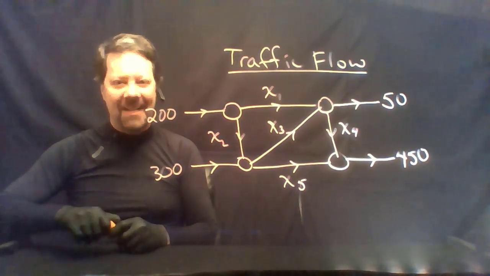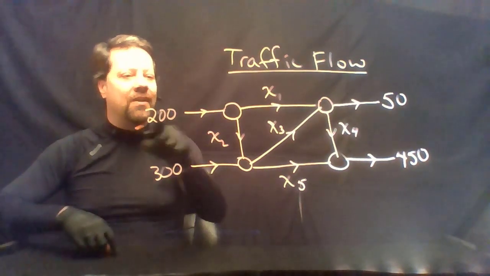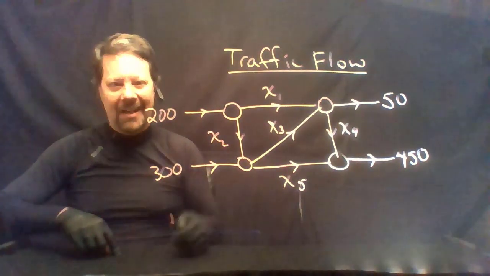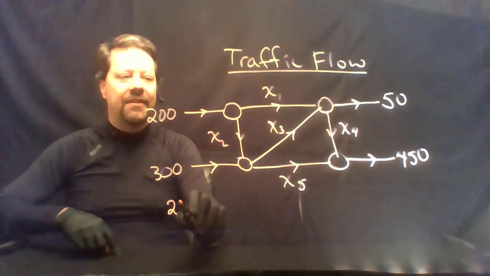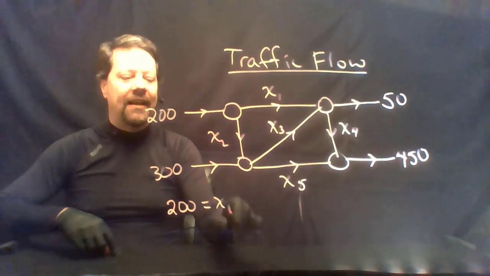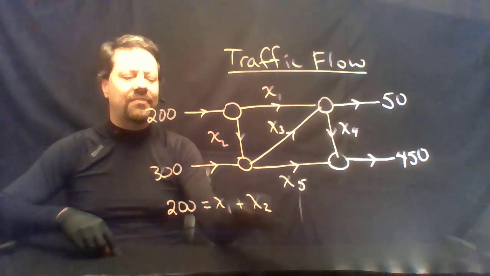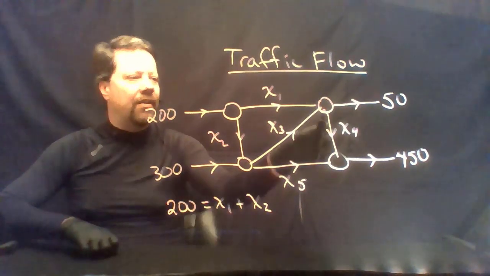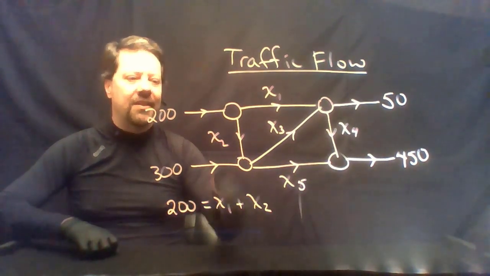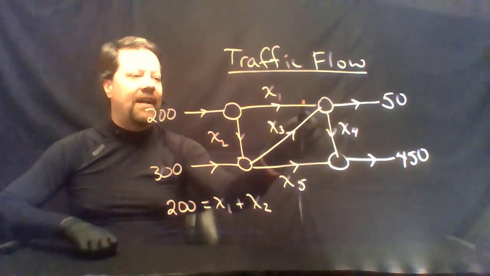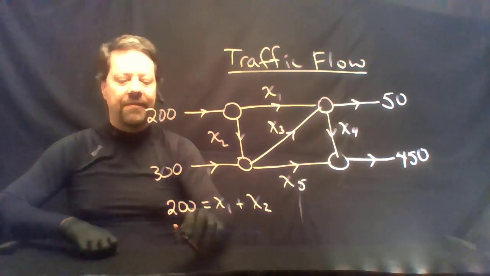Let's suppose that doesn't happen here. The number of cars going into the intersection is equal to the number of cars going out. So if we have 200 going in, the number going out will be x1 plus x2. We can perform this exact same analysis on all four intersections. So on the intersection to the top right, we'll have x1 plus x3 equals 50.